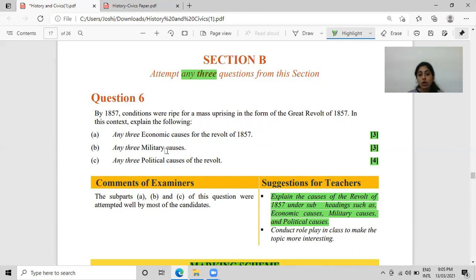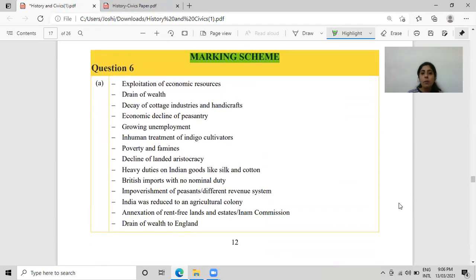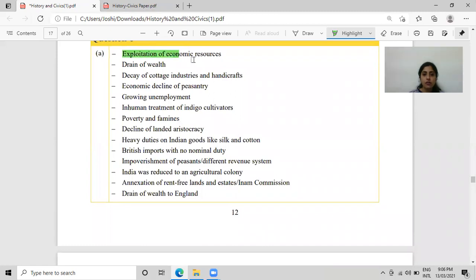Political causes, though they have written 3 political causes, the marks allotted to it is 4 marks. So make sure students to write down the 4 points. Here we are going to explain the causes of the revolt of 1857 under subheadings such as economic causes, military causes and political causes. So you can see over here economic exploitation, okay, or exploitation of economic resources. So economic causes में बहुत सारे अलग अलग economic causes हैं, मतलब there are too many sub points, out of which you can mention any three.